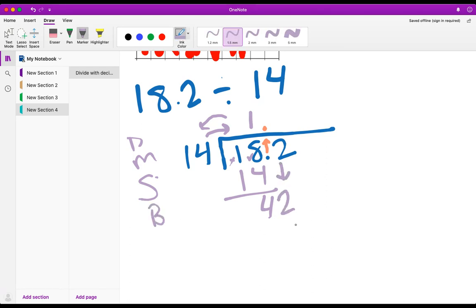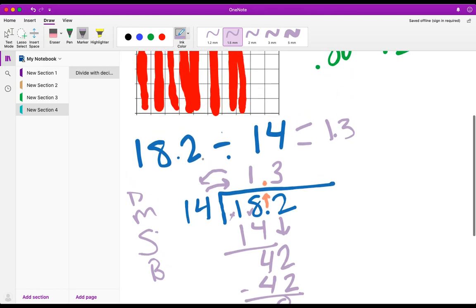How many times can 14 go into 42? Well, I'm going to say 3 times. 3 times 14 is just that, 42. And I have 0, and my answer is 1 3/10. So what this means is if I have 18 and 2/10, how many groups of 14 can I get? I can get 1 3/10 groups. And you can kind of see that if I just look at the problem. 14 can go into 18 one time with a little bit left over. So this definitely makes sense.